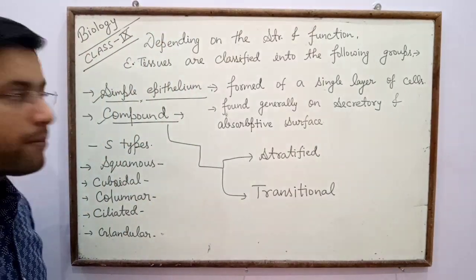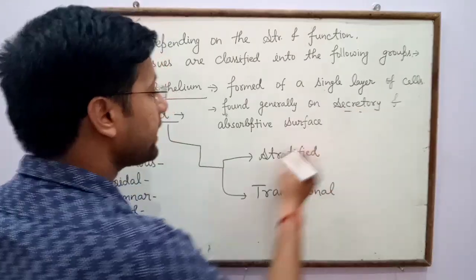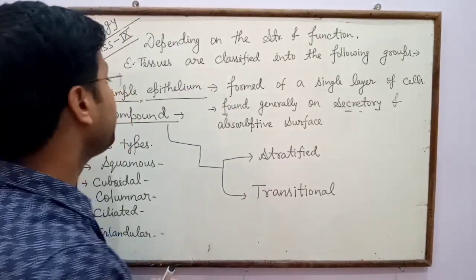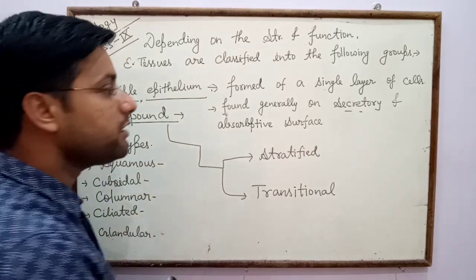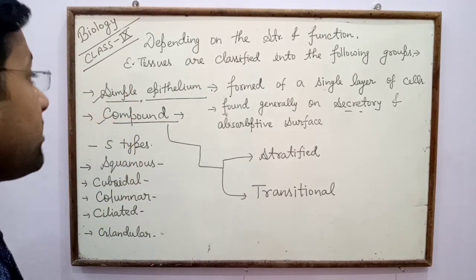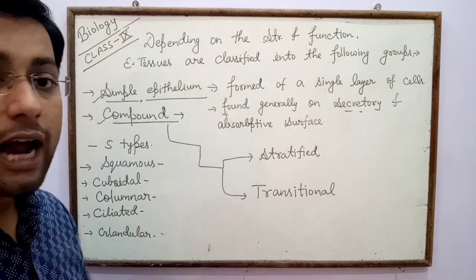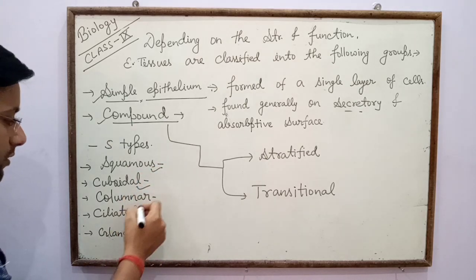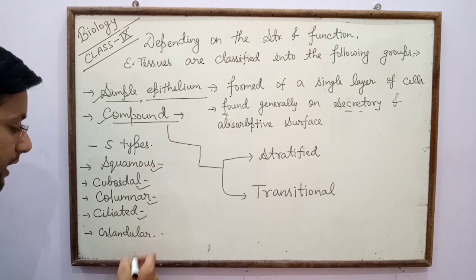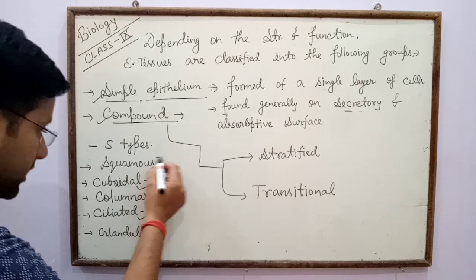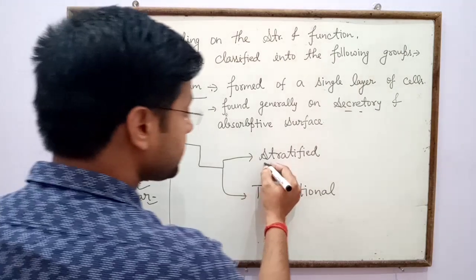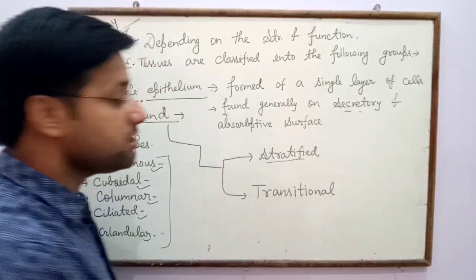Simple epithelium is generally found on secretory and absorptive surfaces. In simple epithelium there are five main types: squamous epithelium, cuboidal epithelium, columnar epithelium, ciliated epithelium and glandular epithelium. While in compound epithelium there are two main types: stratified epithelium and transitional epithelium.